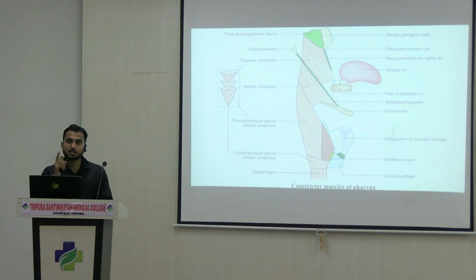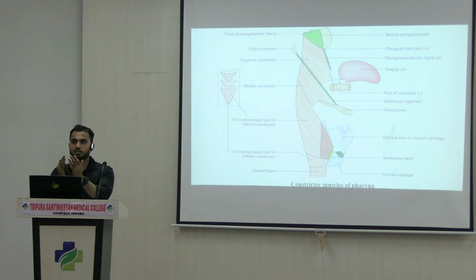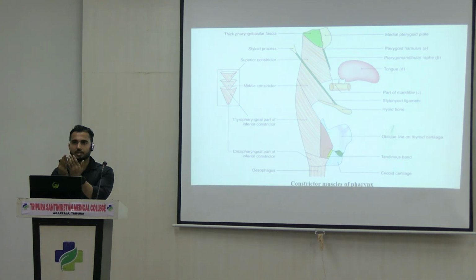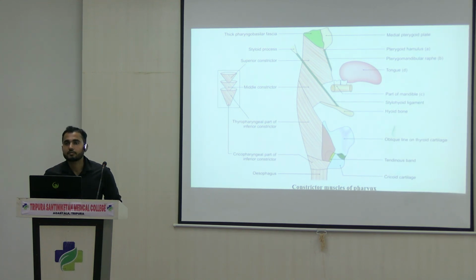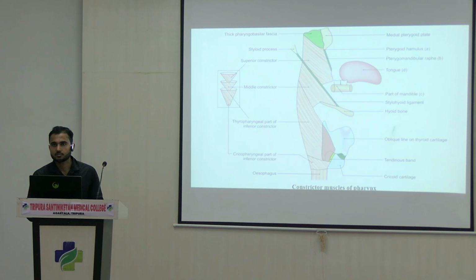So, insertion, always keep that in mind. The constrictor muscle will originate from the anterior aspect, and then it will go posteriorly, where it is attached to the pharyngeal raphe, which is present posteriorly. That will be the insertion of the pharyngeal muscle, mainly the constrictor.